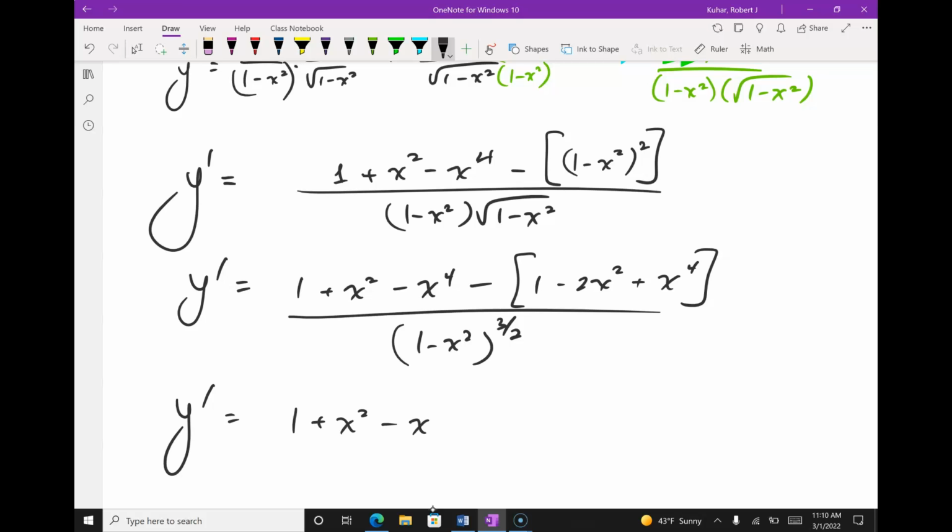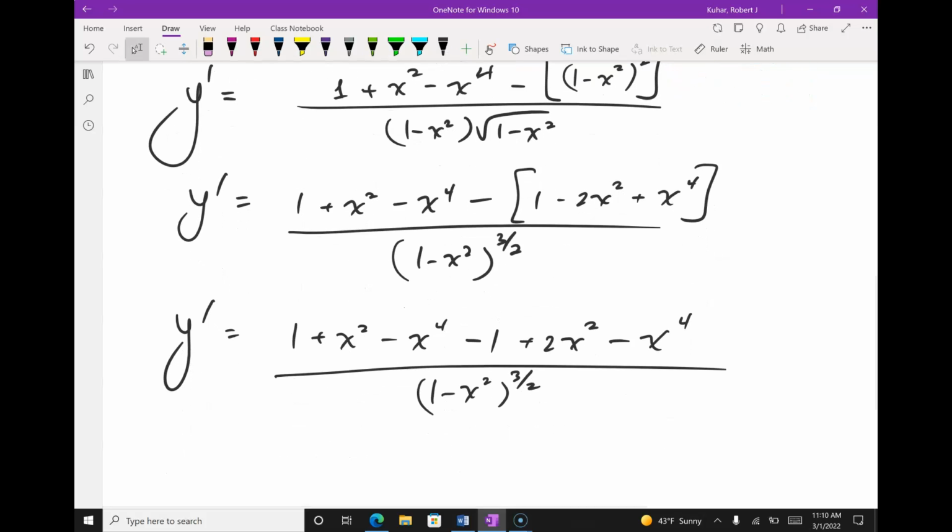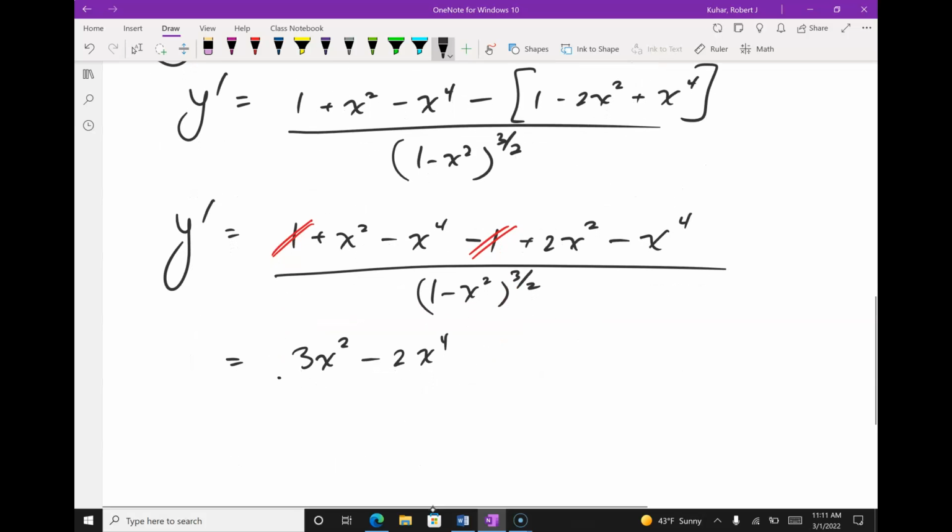I'm going to distribute that negative. Nice, I'm almost there. The 1s go away. The x squareds give me a 3x squared, and the x to the 4th give me a minus 2x to the 4th over 1 minus x squared to the 3/2. Only one more step, sorry.